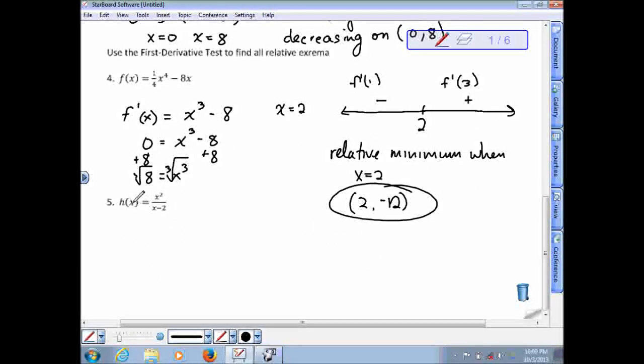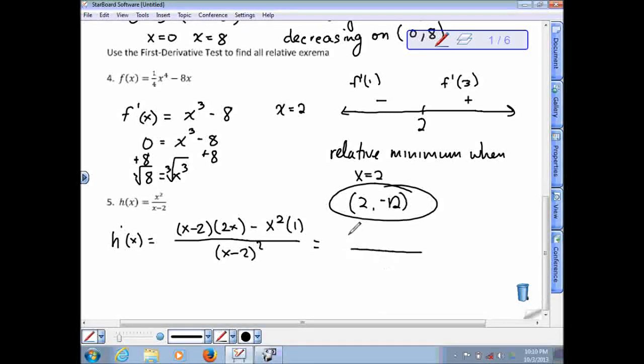Now question 5, this comes from the same section. These are both from 3.2. It's the same thing, just a different type of function to give us a little more practice here. H prime of x. Now we have to take the derivative of a quotient. We use a quotient rule, which is, if you remember that phrase, low d high minus high d low. So it's the bottom function, x minus 2, times the derivative of the top function, 2x, minus the top function times the derivative of the bottom function, all over the square of the bottom function.